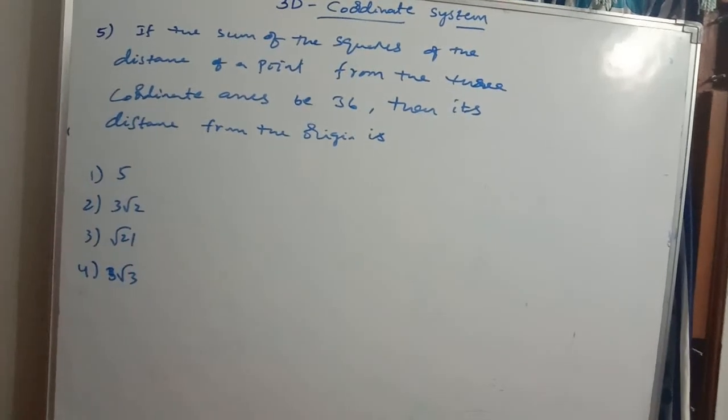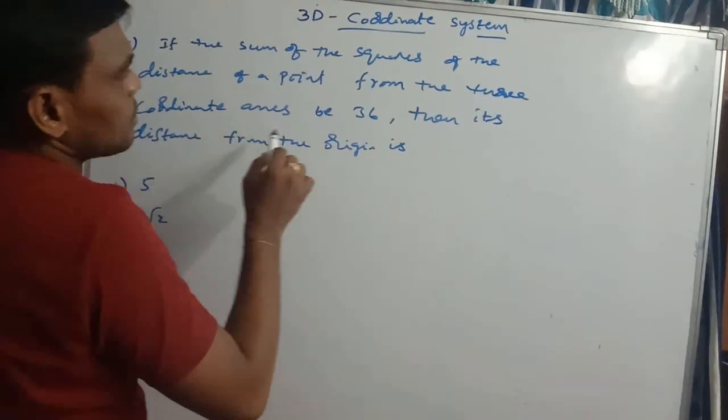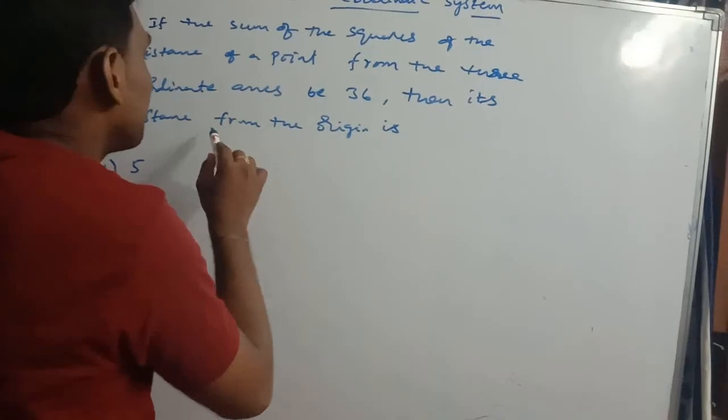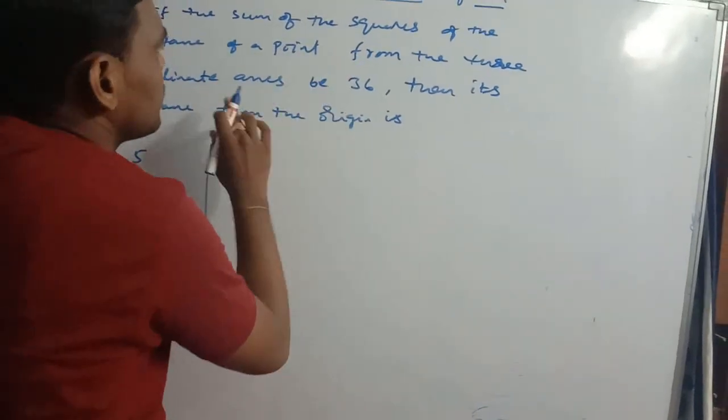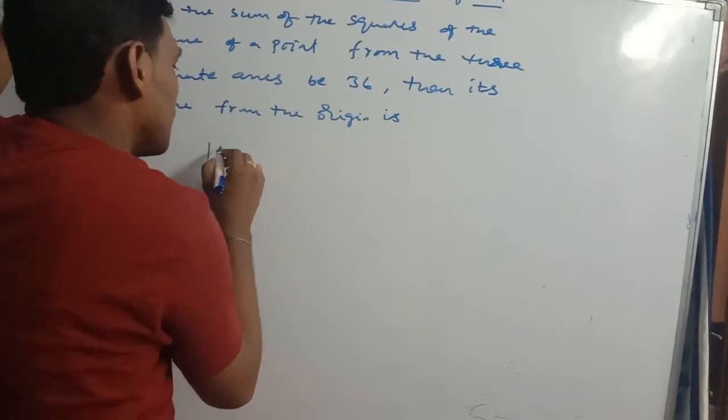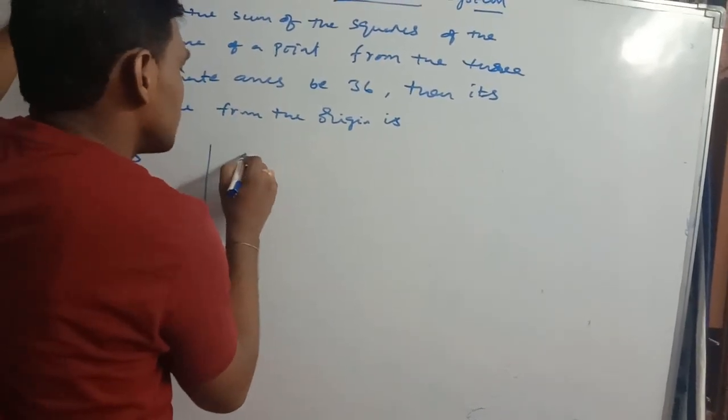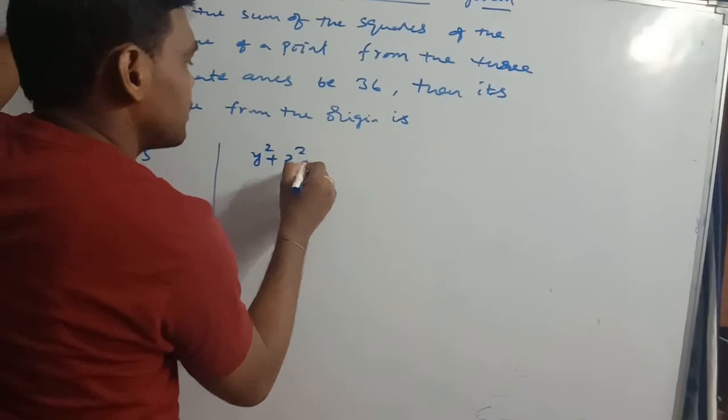Now first we observe that the sum of the squares of the distances of the point from the three coordinate axes means, now for the x axis it is y square plus z square, the sum of the squares.